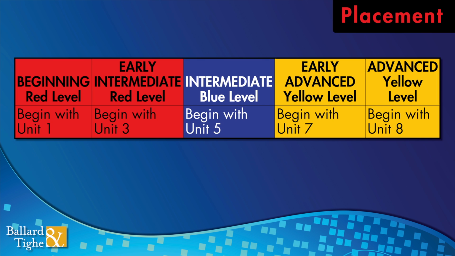Once you know the proficiency level of the student, begin instruction with the unit as shown in this chart. Beginning students start instruction in Unit 1, red level. Early intermediate students start instruction in Unit 3, red level, and so forth.